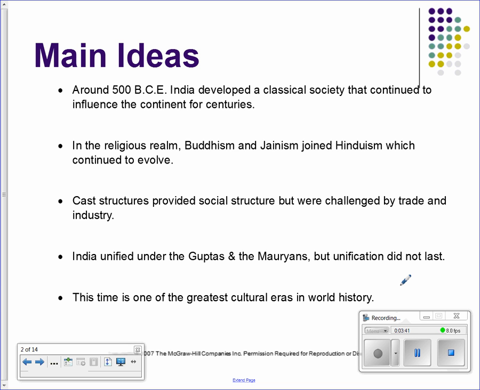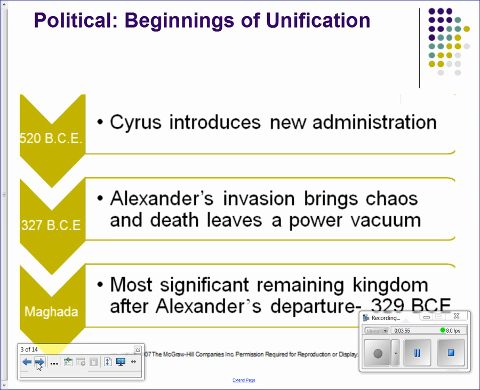Works such as the Mahabharata, the Ramayana, and the Bhagavad Gita are representative of one of the great cultural flowerings in world history. And don't worry, I will spell those out for you later in the PowerPoint and in class. Okay, so this just gives you a little bit of background into how unification happened.